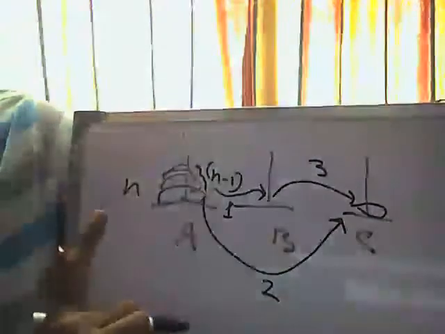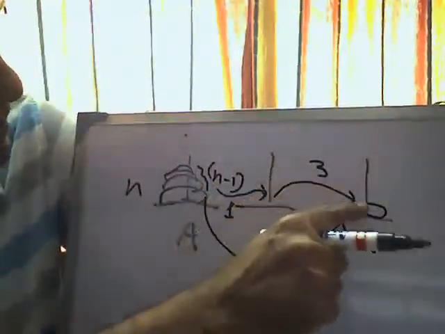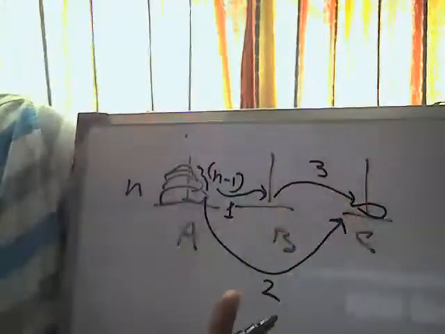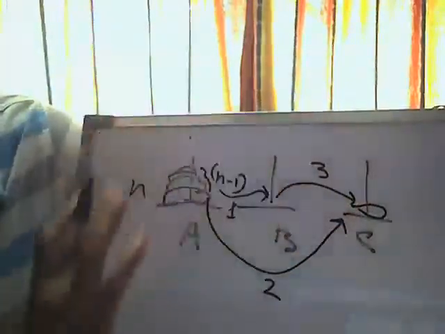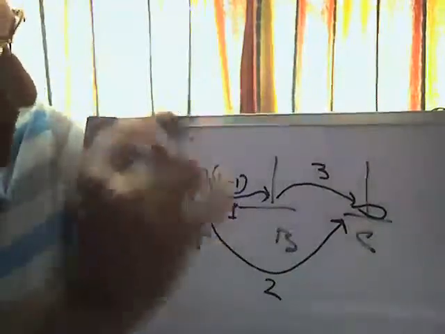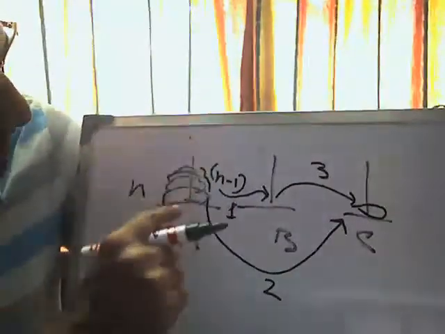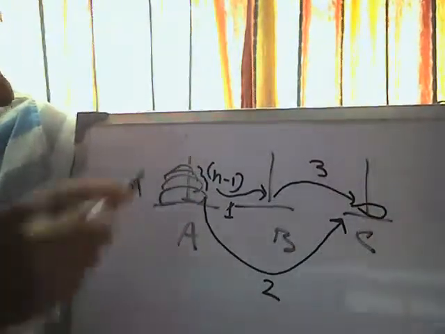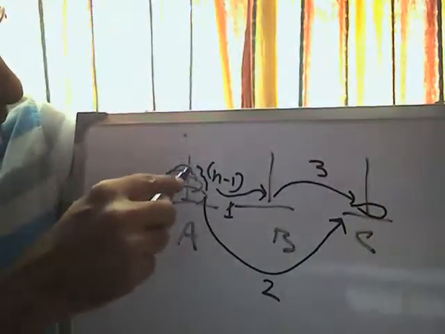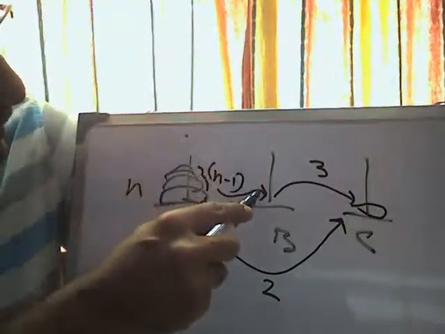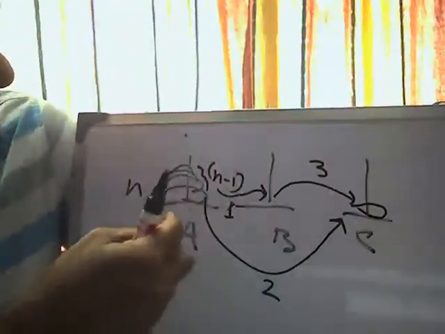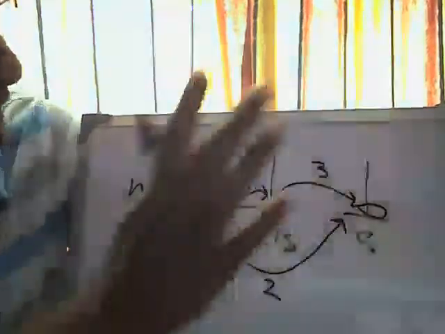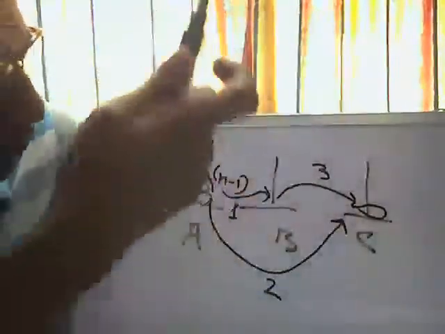Now we can tell that this n minus 1 disk cannot be shifted here directly. So what will you do? This is the definition of recursion. This is your first design. If we can shift this n minus 1 disk to here, then we can shift one disk to here, and then again it can be shifted to here. So it can be done. I don't know yet whether it can be done or not.